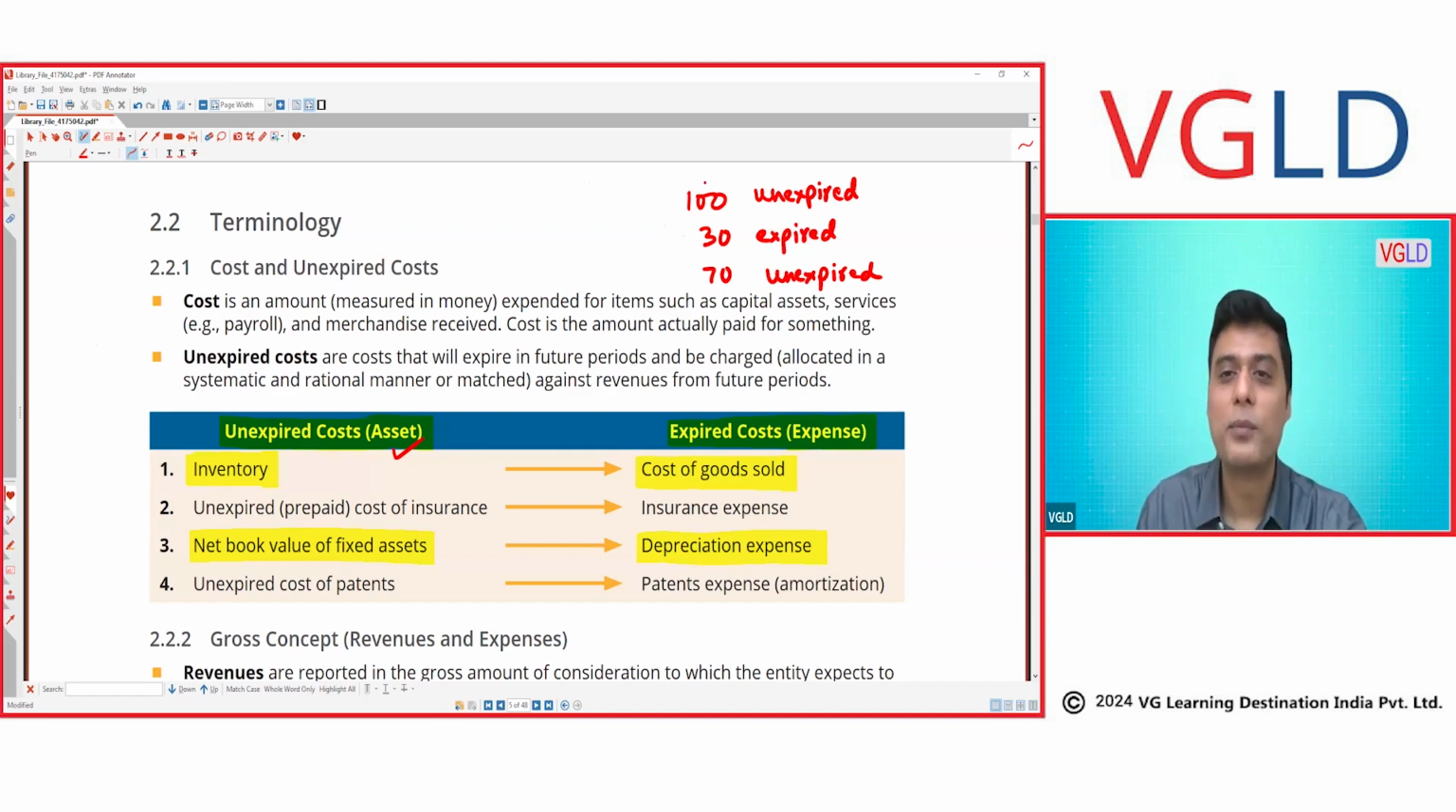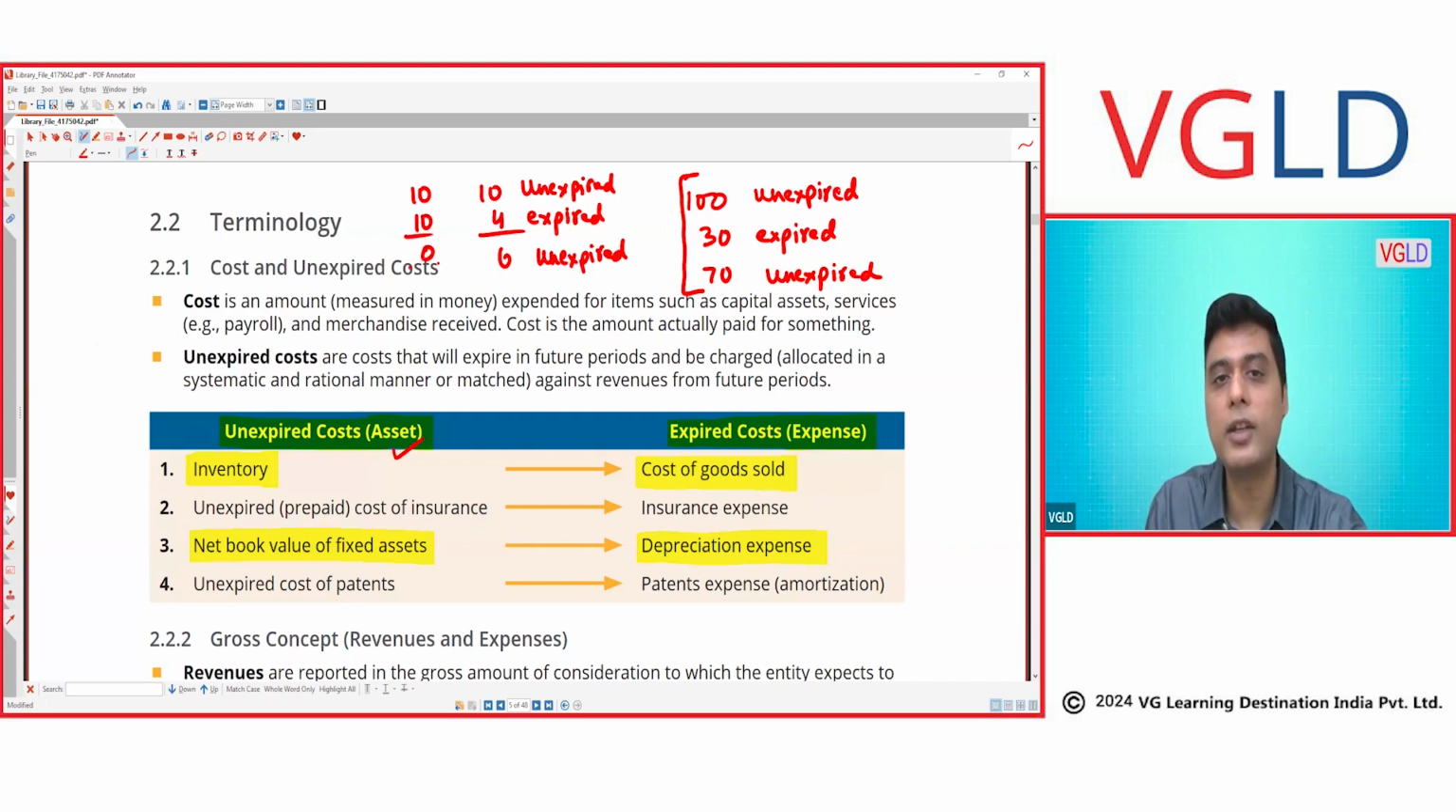Okay. So similarly here, if an asset has a 10-year life and it has been depreciated for 4 years, so 10 years was its unexpired life at the beginning. Out of that, 4 years have expired. So now it has a remaining life of 6 years, which is unexpired. And eventually at the end of the 10th year, its unexpired will be 0. Everything will become expired. So unexpired will become expired by the end of it.